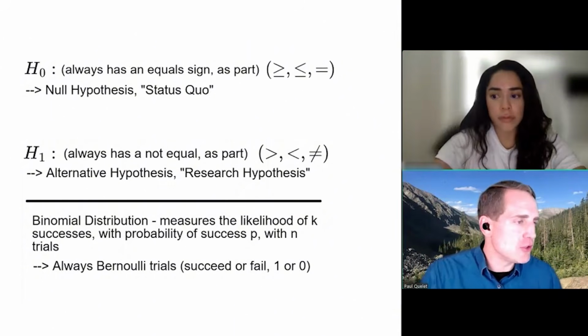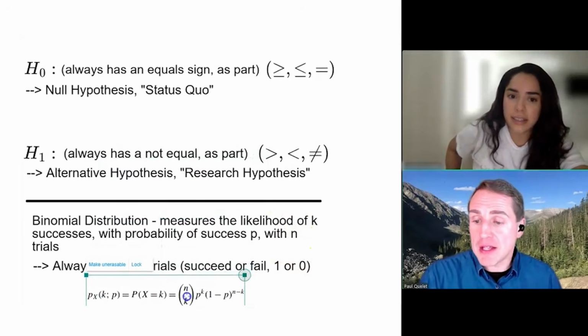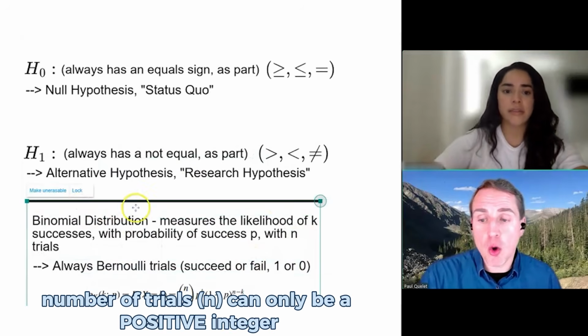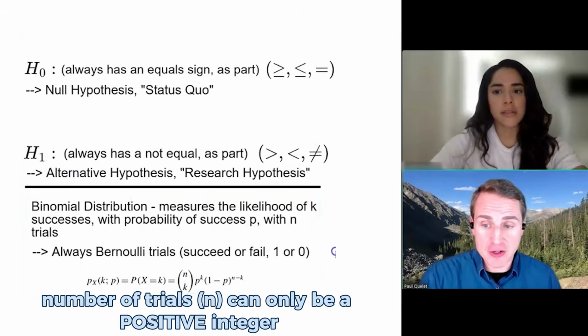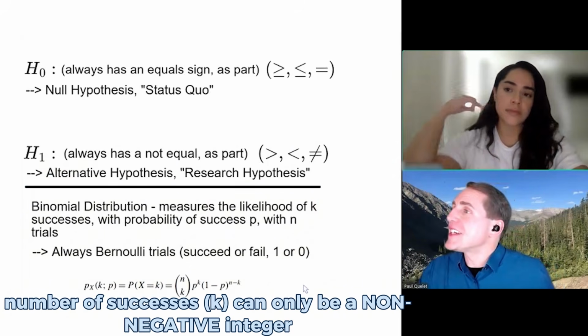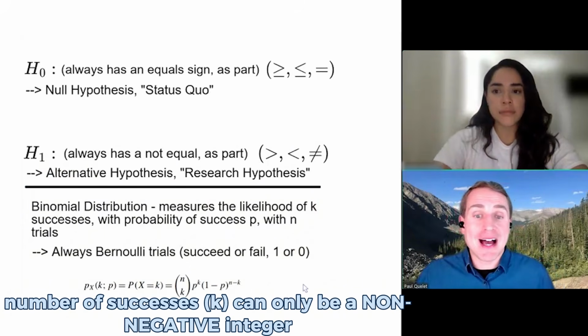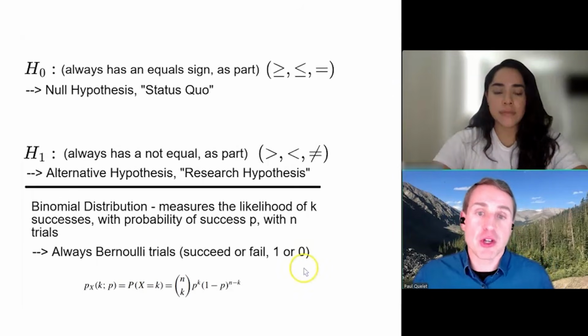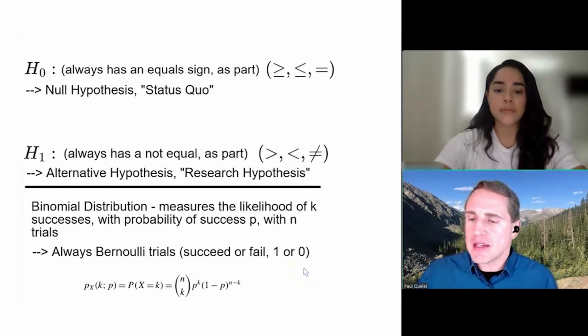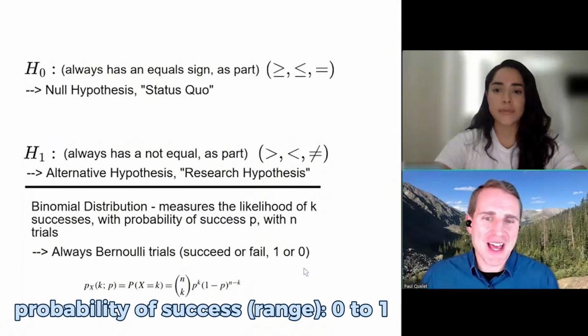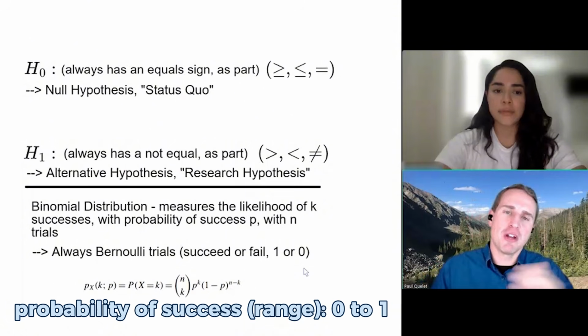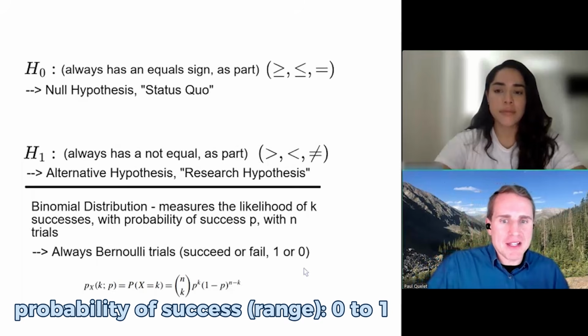The binomial distribution is discrete. That's because the number of trials can only be a positive integer. The number of successes can only be a non-negative integer, so 0, 1, 2, 3. And then the probability of success is like a typical probability, so it's going to be between 0 and 1, a positive decimal number between 0 and 1.